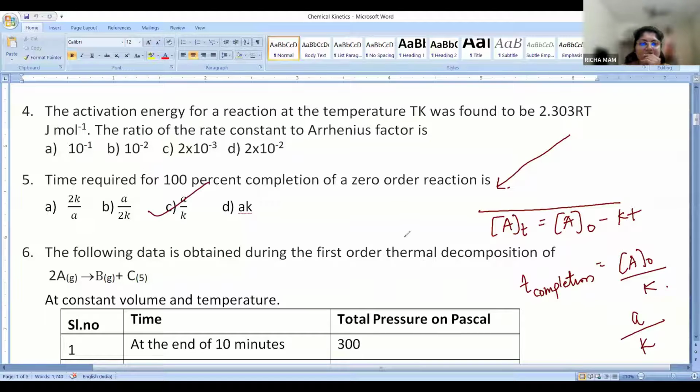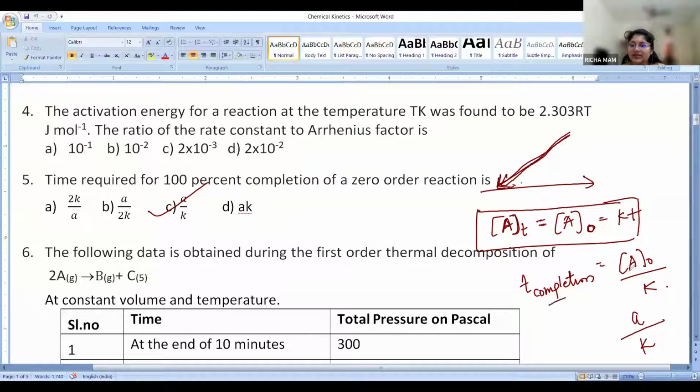So we know what will happen in a zero order reaction. As the time increases, the concentration will fall linearly. Linearly the concentration will decrease. So the time required for the zero order reaction to complete: the concentration at time t will be [A]₀ minus kt.